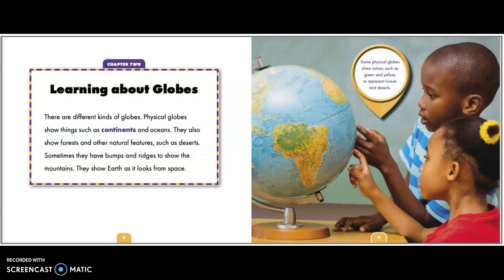Learning about globes. There are different kinds of globes. Physical globes show things such as continents and oceans. They also show forests and other natural features such as deserts. Sometimes they have bumps and ridges to show the mountains. They show Earth as it looks from space. Some physical globes show colors such as green and yellow to represent forests and deserts.